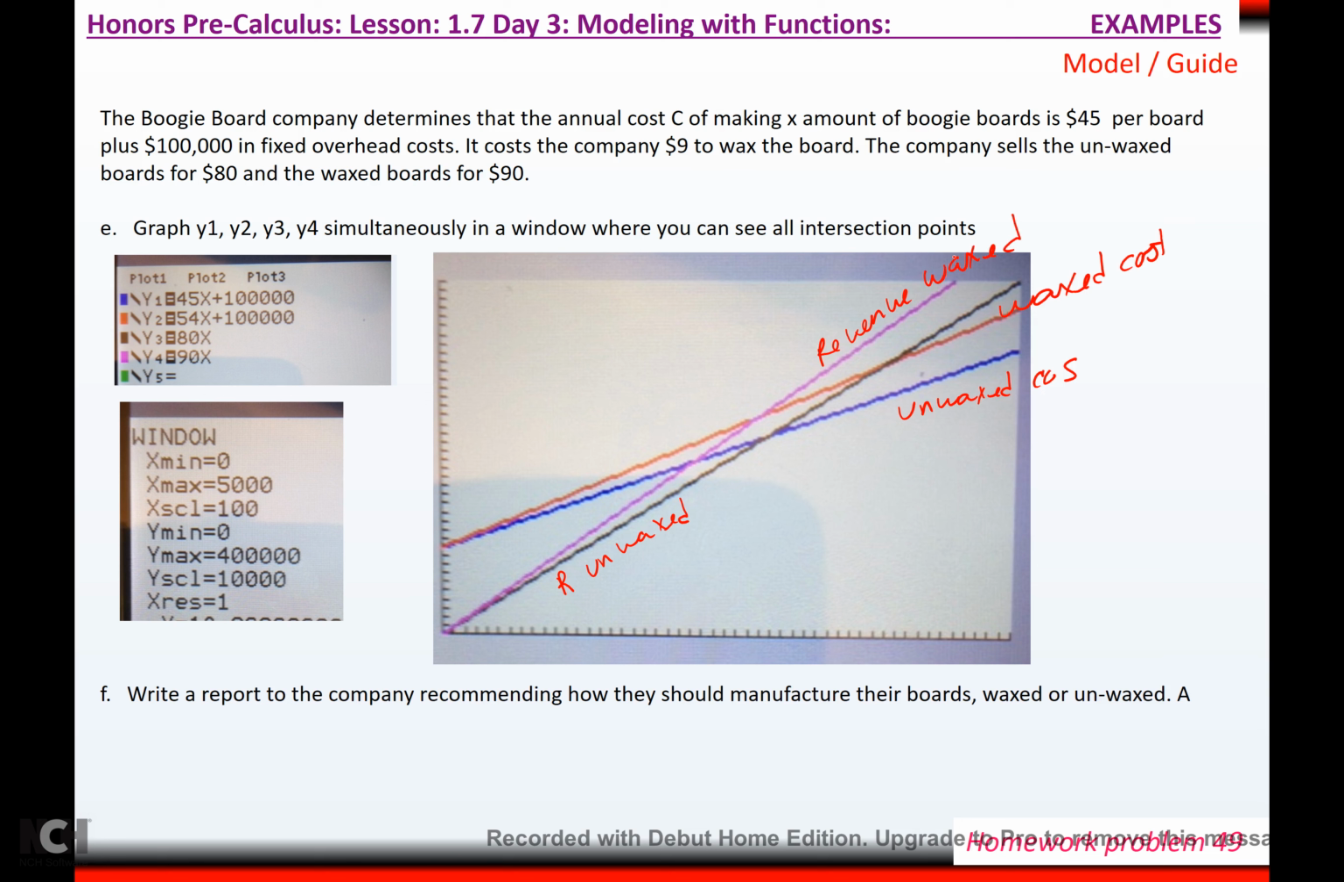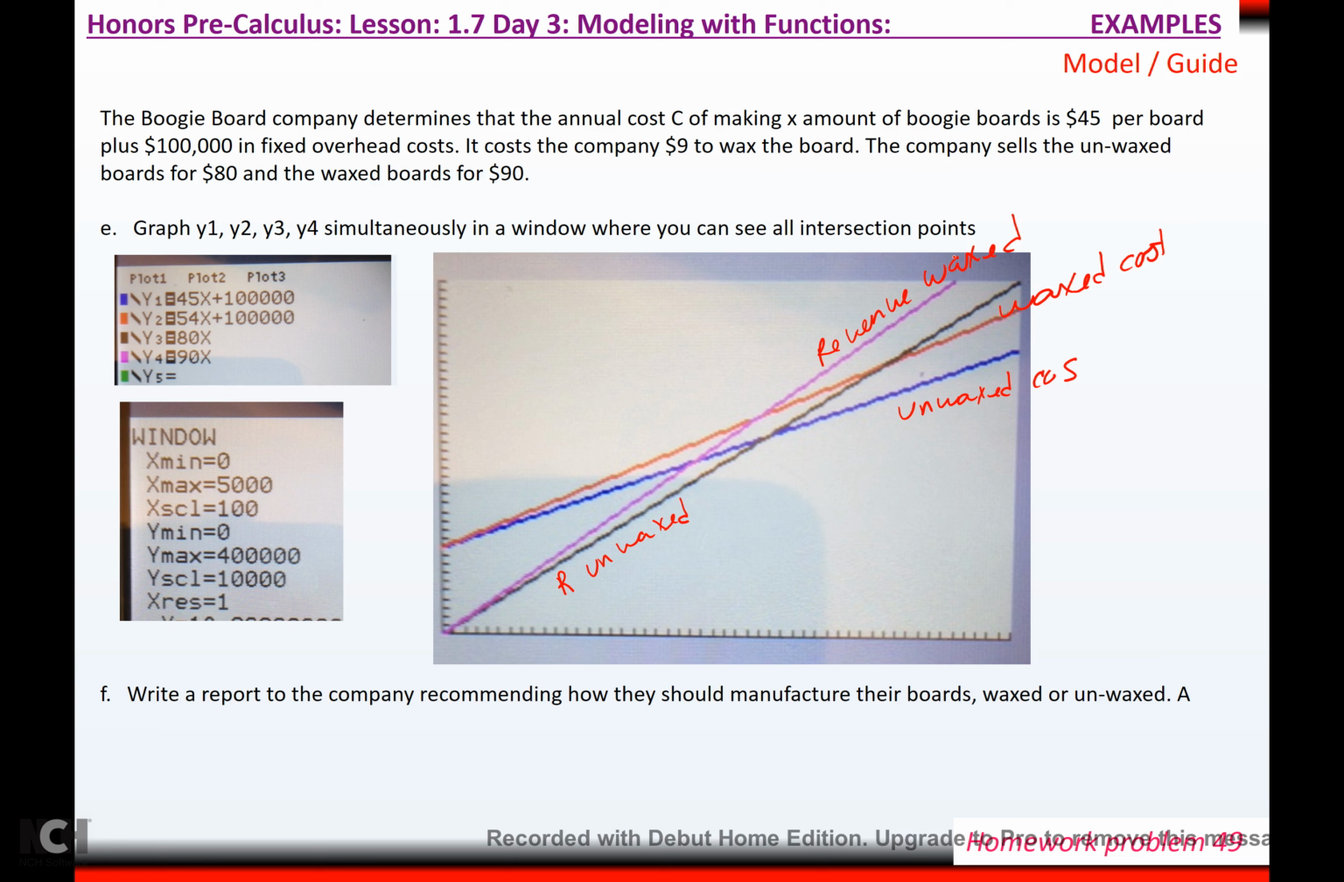Okay? So F says, write a report to the company recommending how they should manufacture their boards, waxed or unwaxed. I don't know what the rest of that said. If you were to write a report, if you look at these intersection points, I'm not going to do it all for you. You need to analyze this, because you can come up with lots of reports based on how you analyze your data. And that's what mathematicians do.